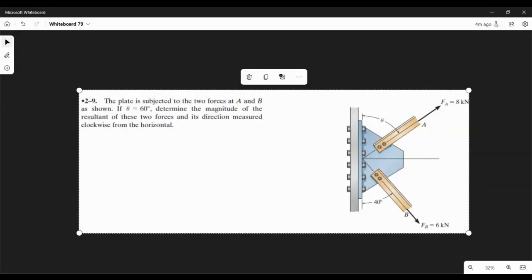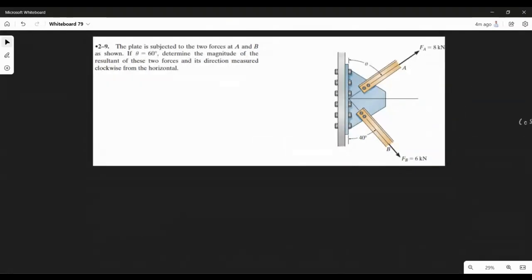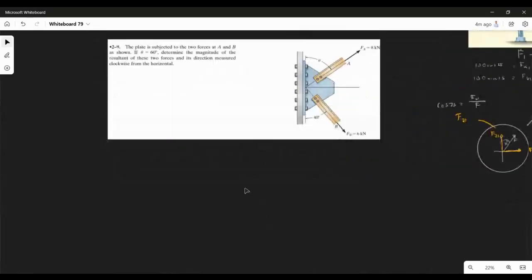All right, are you guys done? Okay, nice. So I'm just gonna break it down nicely. So force A, we have FA, and this angle is 60 degrees, right? And we know FA's value is 8 kilonewtons, or 8,000 newtons if you want, or we can just keep it 8 kilonewtons, it's fine.